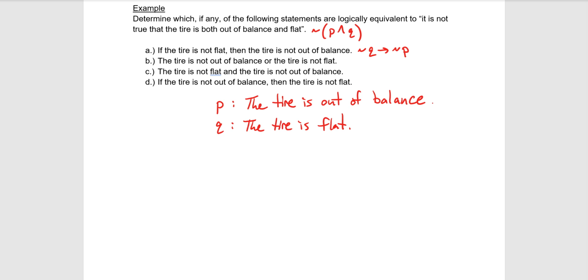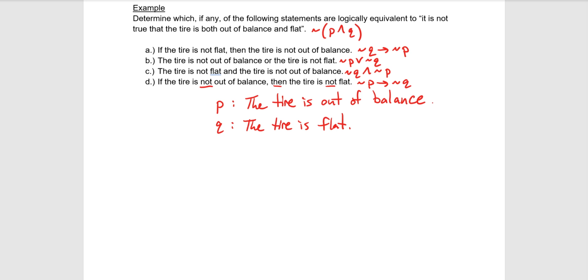Okay, and then for B, the tire is not out of balance, or the tire is not flat. So it's a disjunction with negation, so it's going to be not P or not Q. And for C, the tire is not flat and the tire is not out of balance. That's going to be not Q and not P. It's a conjunction where they're both negated, and it was starting with Q. And then the last one, for D, it is a conditional. It is if not P, then not Q.